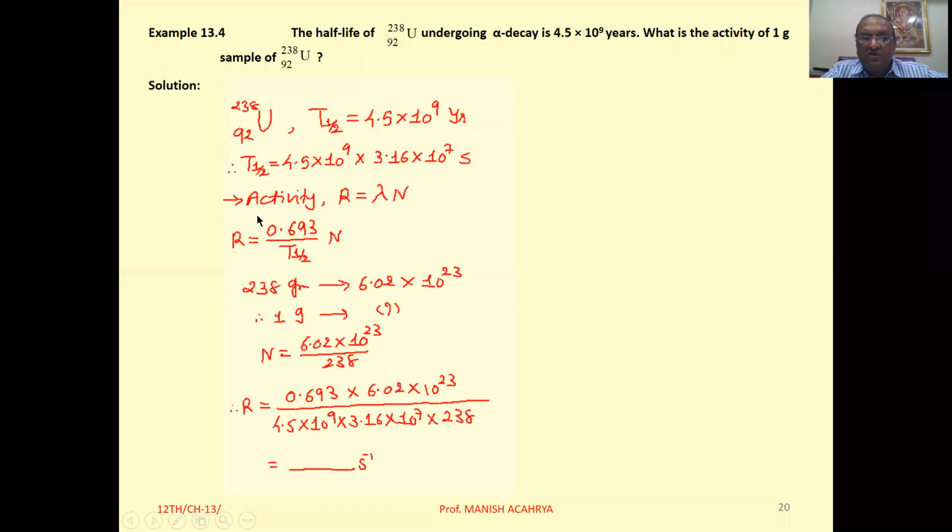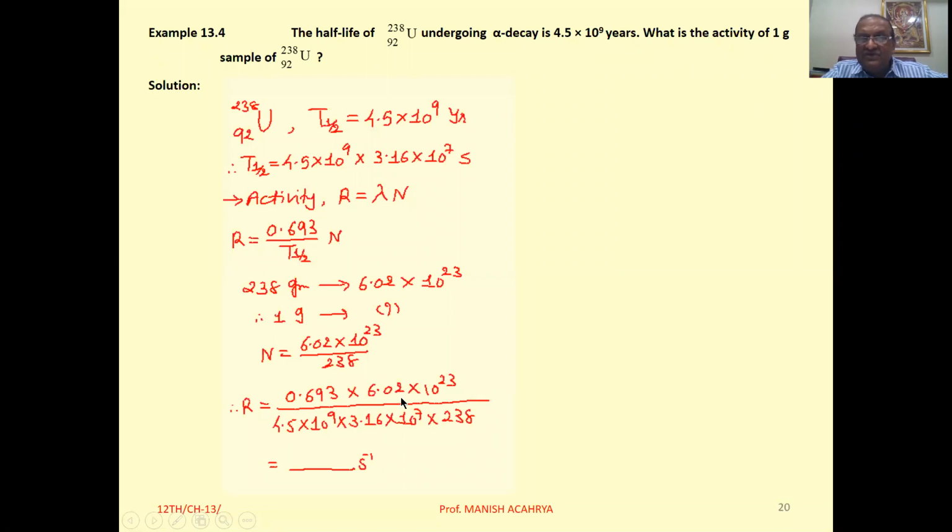Now in this equation of activity R, substitute the value of half-life and N. So 0.693 into 6.02 into 10 raised to 23, upon half-life 4.5 into 10 raised to 9, 3.16 into 10 raised to 7, and 238 as it is. Clear? Now solve this one. You will get the answer for the activity of 1 gram substance.